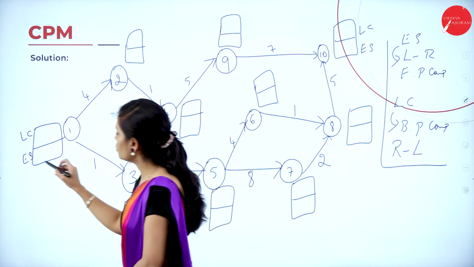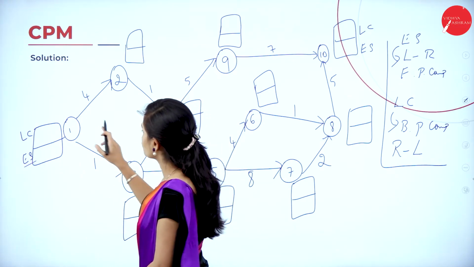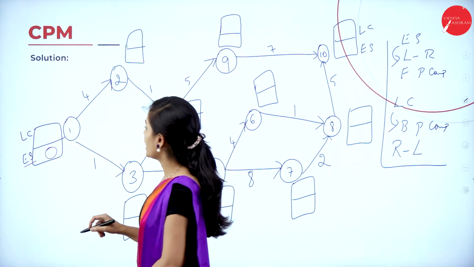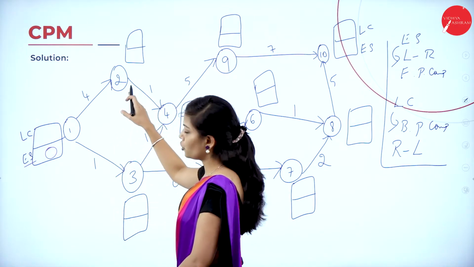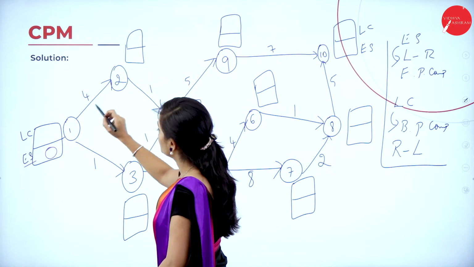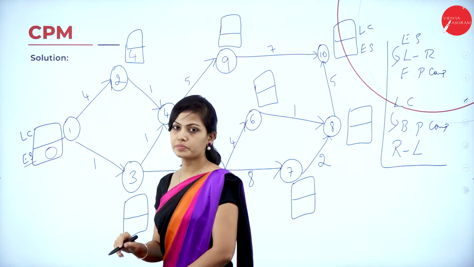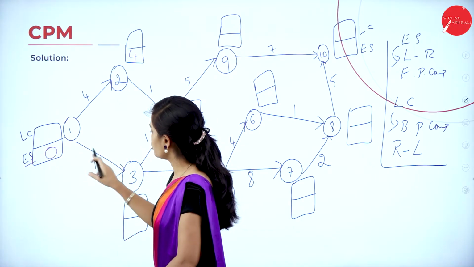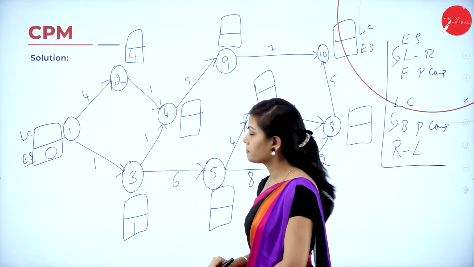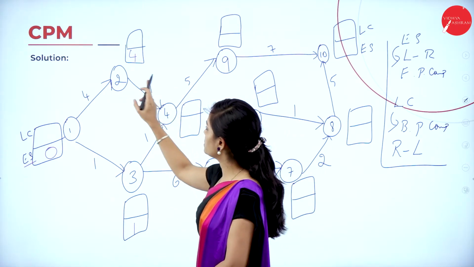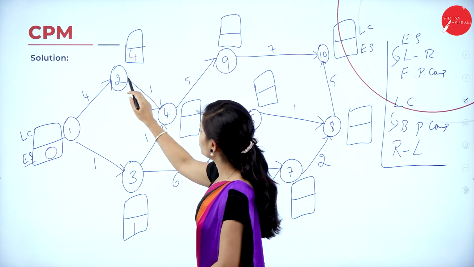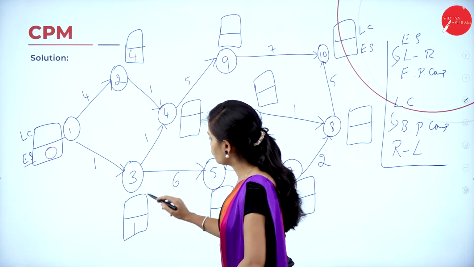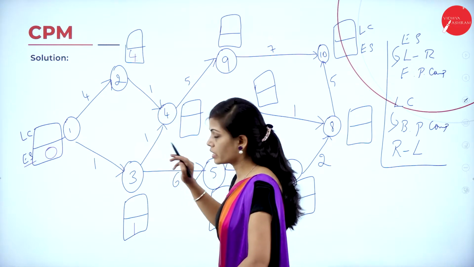So now I'll find out ES, the earliest starting time. For the first node, the earliest starting time should start from 0. For the second node, which is connected from 1 to 2, that means 0 plus 4 is 4. And for 1 to 3, 0 plus 1, the earliest starting time is 1. And for node 4, you have two possibilities, 2 to 4 and 3 to 4. For 2 to 4, 4 plus 1 is 5. And for 3 to 4, 1 plus 1 is 2.